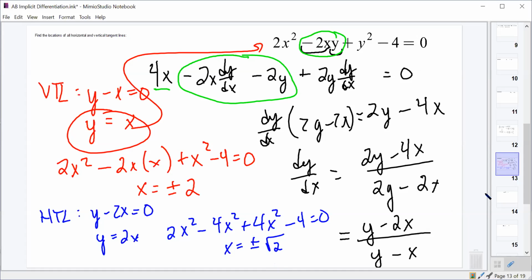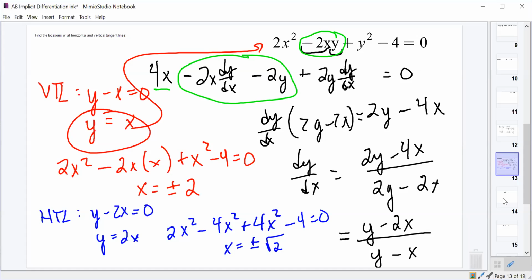Any questions? Everybody good? Yeah, one more. So for the horizontal tangent line, how come you start with y minus 2x equals 0 for that one? Because that's our numerator up here. So if the full derivative equals 0, then that means the numerator equals 0. Right. Okay, that makes sense. I forgot that part. No problem.